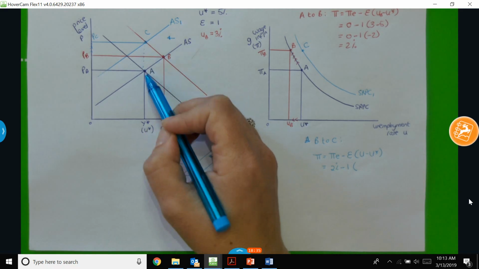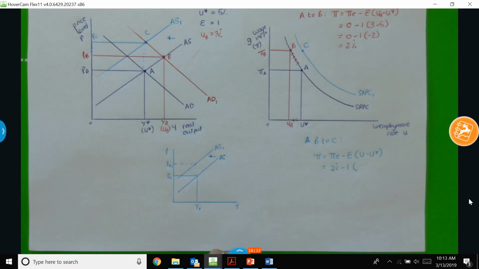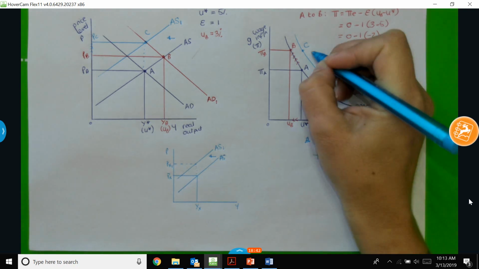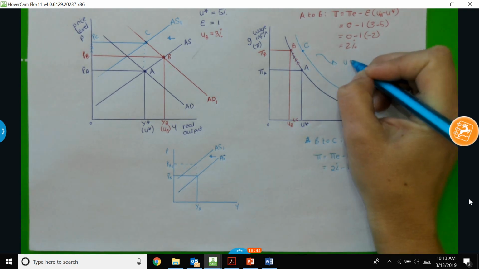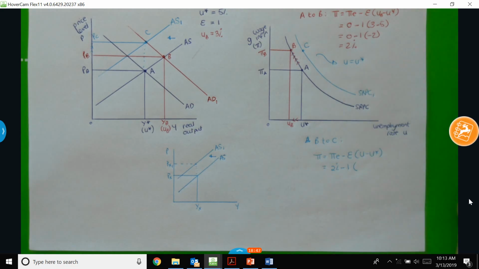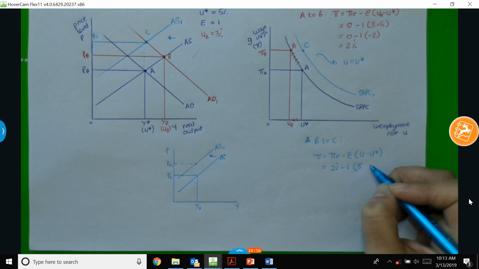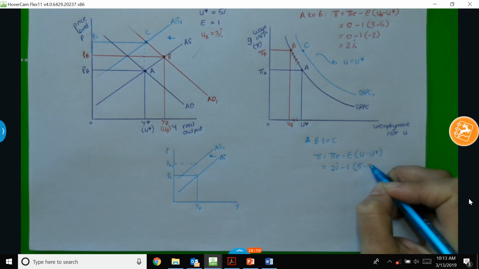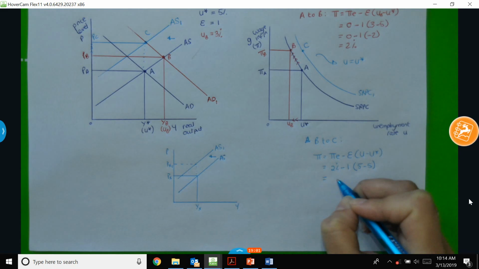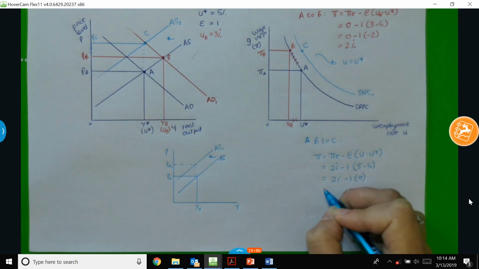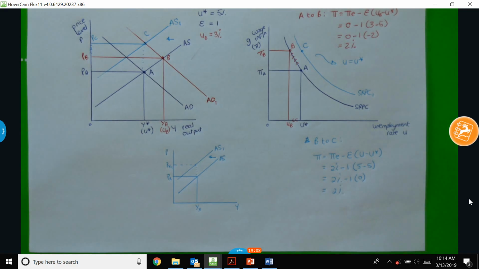This economy is back at the full employment level of production and output. So over here, at point C, what you should note is that the actual rate of unemployment and the natural rate of unemployment coincide. The economy is back to the full employment level of production and output. So here, the actual rate of unemployment is equal to the natural rate of unemployment, so they're both 5%. So this gives us 2% minus 1 multiplied by 0, which gives us 2%.